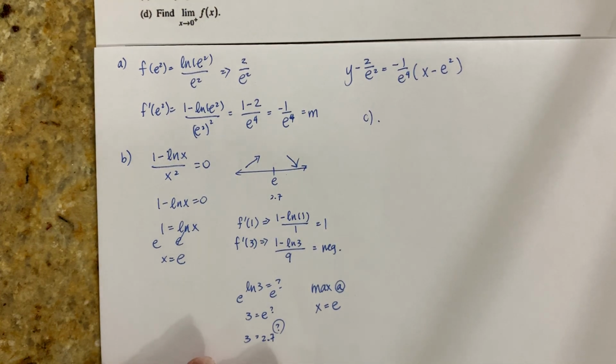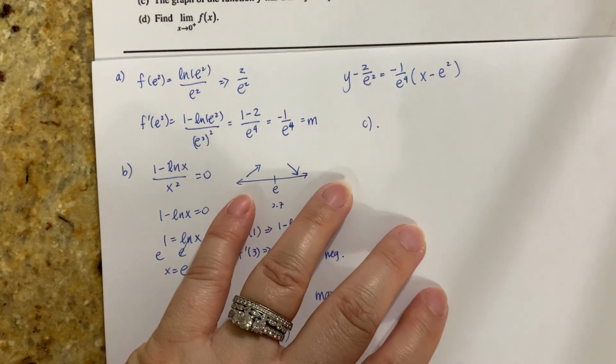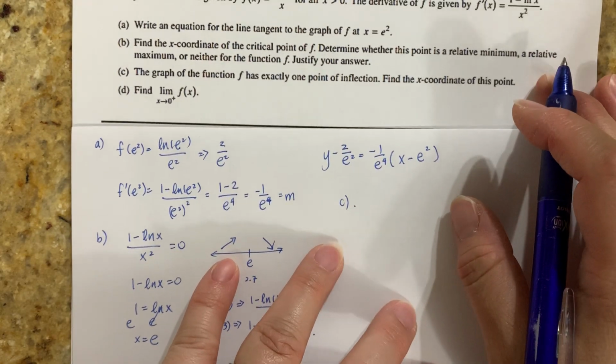The graph of the function has exactly 1 point of inflection. Find the x-coordinate of this point. Oh, this is the fun part. So for the point of inflection, you want to find the second derivative and set it equal to 0. You're already given the first derivative, so you're going to find the second derivative from what is given to you.